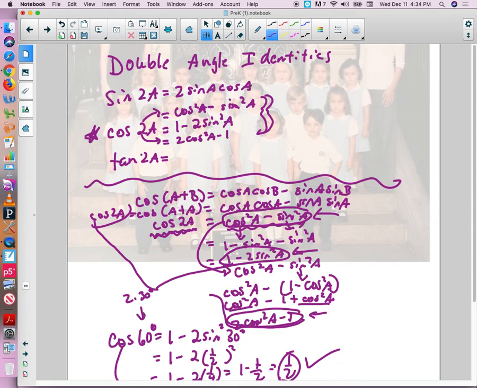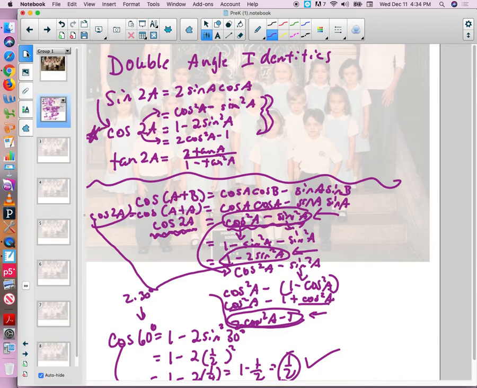Tangent 2A, I'll just go in and give you, it's derived from tangent A plus B. It's 2 tan A over 1 minus tangent squared A. But like we talked about in class, you also could say sine 2A over cosine 2A. All right, now some examples of what you would do with these.